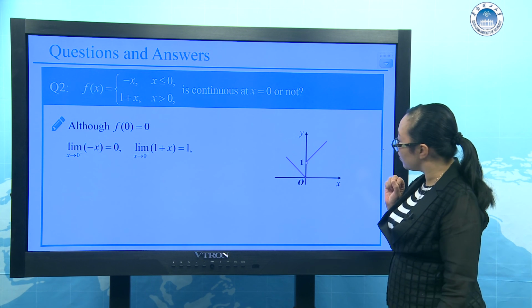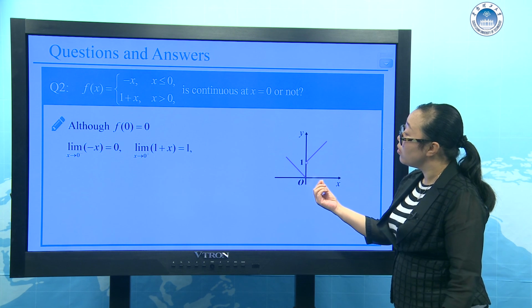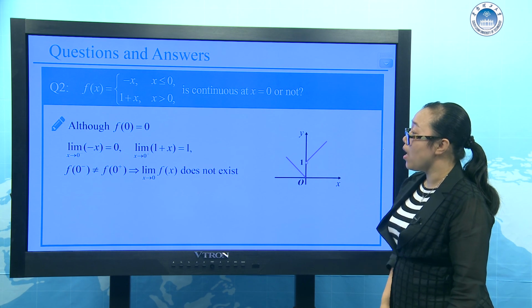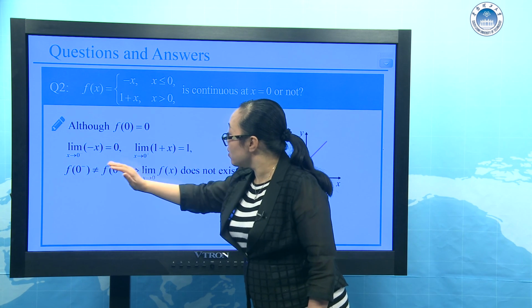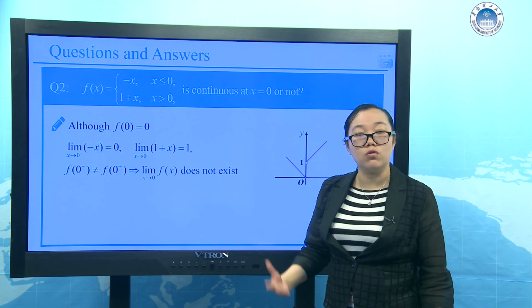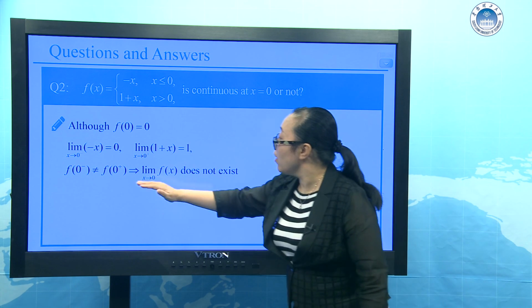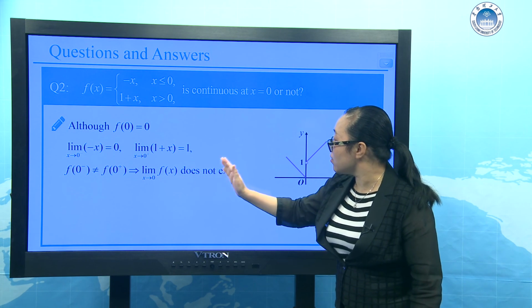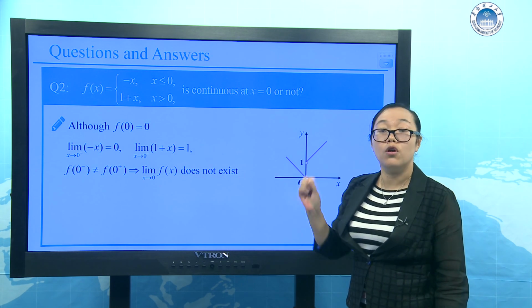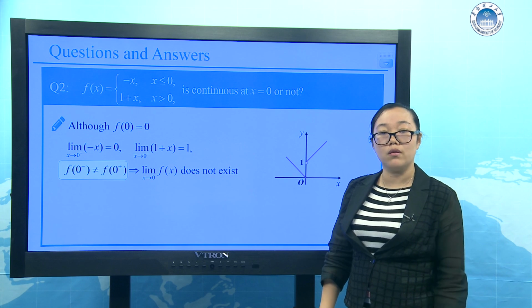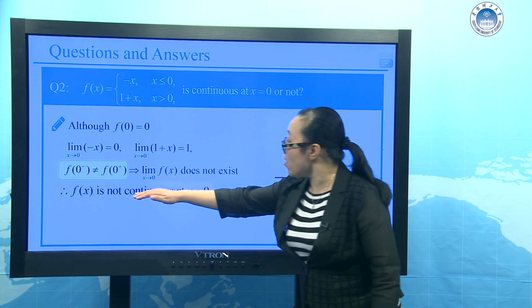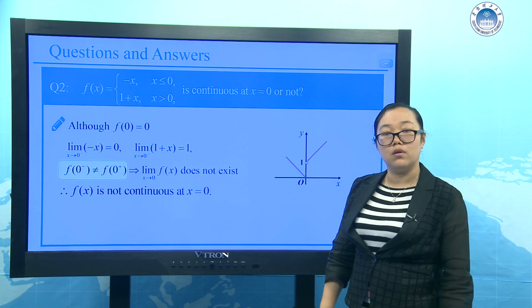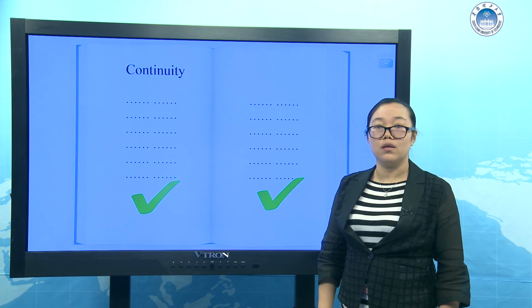Together, from this figure, as x tends to 0, from the left the limit equals 0, from the right the limit equals 1. Anyway, the left limit and the right limit exist, but the two values, 0 and 1, are not equal. This means the limit of f(x) does not exist, so condition 2 fails. The limit does not exist, so f(x) is not continuous at the given point 0. Class is over. See you next time.